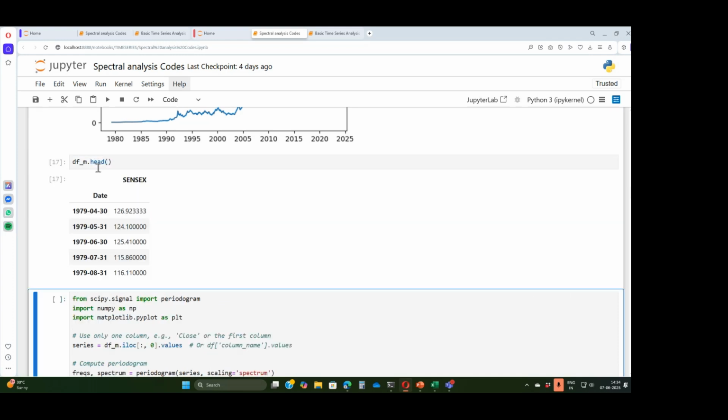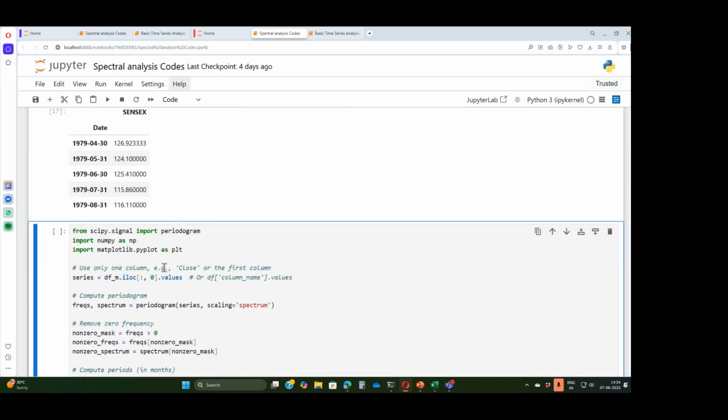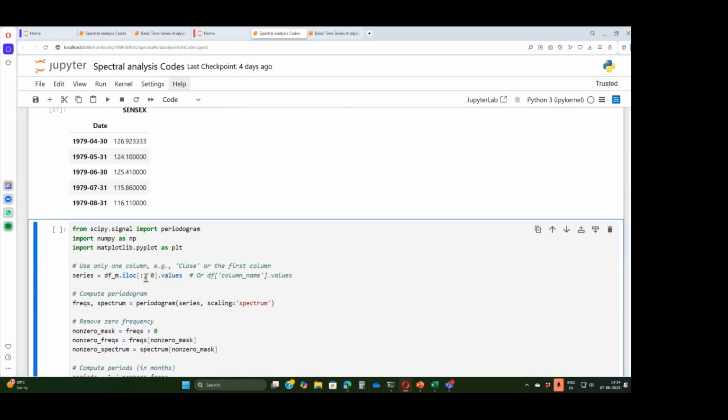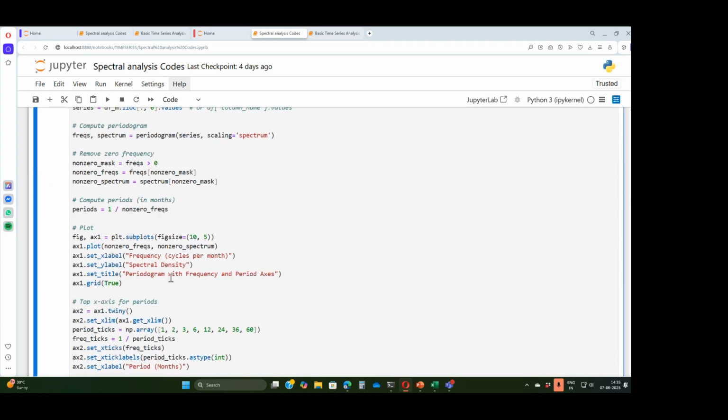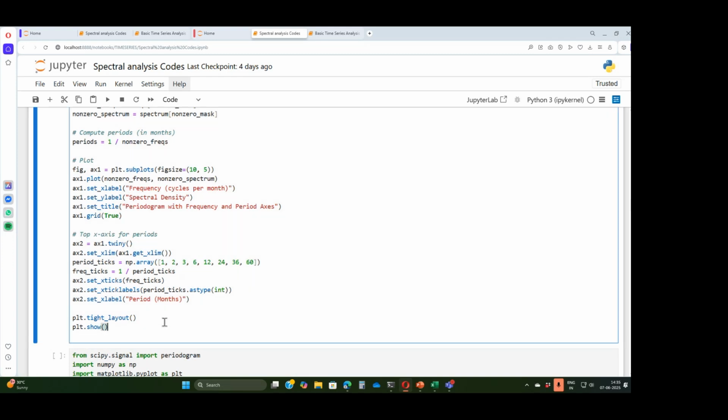In case you want to see what it looks like, that's it. Data is in the index. Therefore, I'm telling the computer, just take the zeroth column value, and then do a frequency periodogram directly. Now, this series is called series. This is my original data. I've taken the first column and I call it series, and it's going to fit a spectrum and all that. You can see these codes, and then I will just show you what it does.